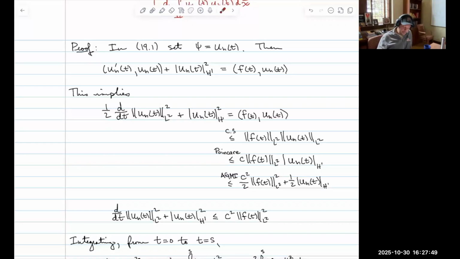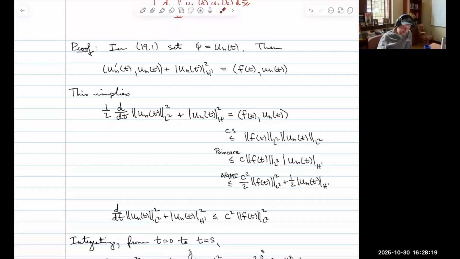Well, I want to balance this term with this term, or what I really want to do is hide this term. This is called hiding the term. How do I do that? Well, I need to boost this to an H1 semi-norm. The way to do that is to use a Poincare inequality. So Poincare gives me the Poincare constant times the uh_t H1 semi-norm.